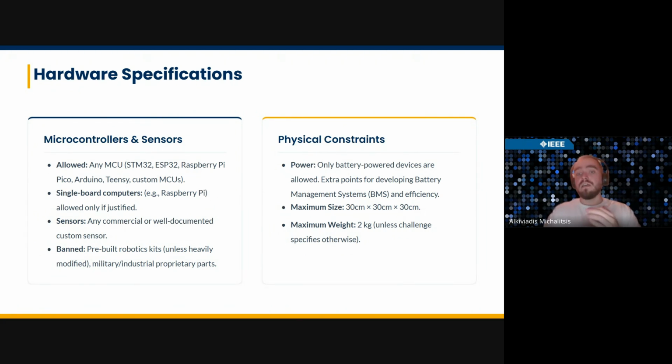Regarding the size and overall dimensions of your physical prototype, we have set a limit of 30 by 30 by 30 centimeters. And of course, we have set a maximum weight of 2 kilos, unless the problem you are trying to solve requires something way heavier, and the materials you will use have a lot of weight. For the questions that you are asking, I will reply to you later.